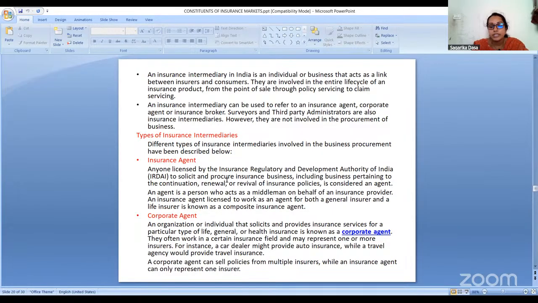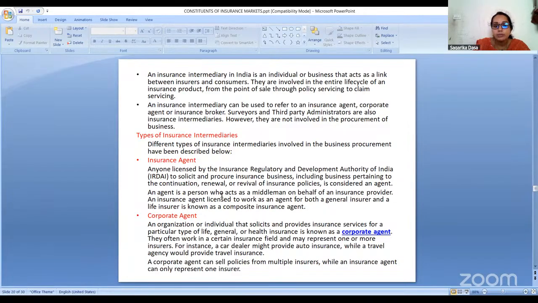Now, types of insurance intermediaries. First one we have is the insurance agent. Anyone licensed by the Insurance Regulatory and Development Authority of India, IRDAI, to solicit and procure insurance business, including business pertaining to continuation, renewal, or revival of insurance policies, is considered an agent. As an insurance agent, he must get a license from the IRDAI to deal with the insurance business in India. He will deal with the continuation, renewal, and revival of insurance policies. Such a person we call an insurance agent.